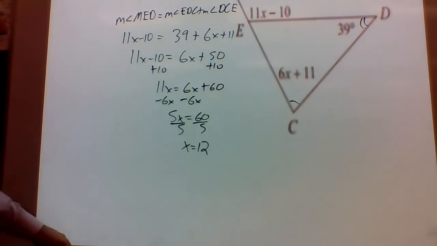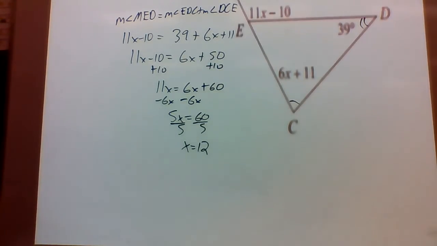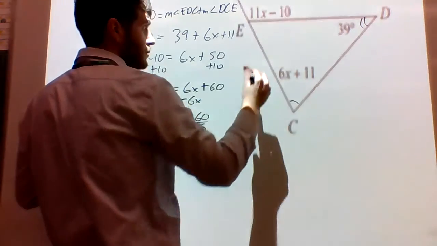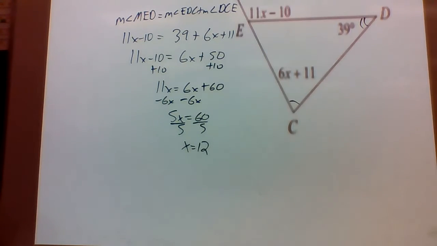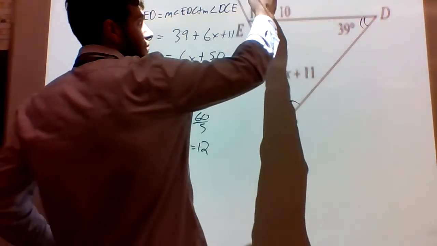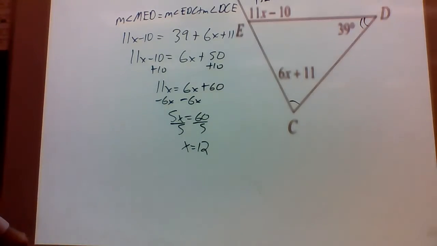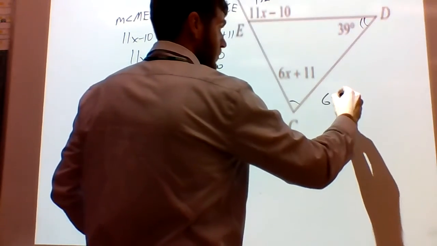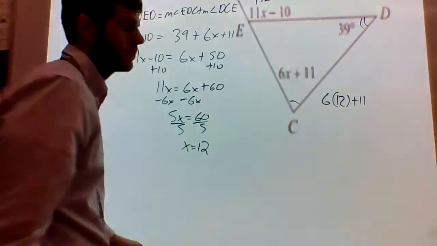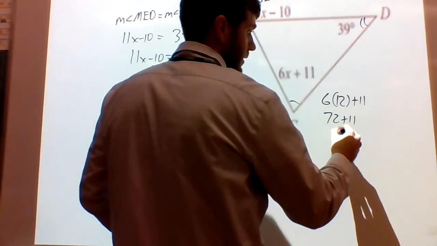I don't think this problem asks us to do anything, but if it said find x, it's 12. If it said find the exterior angle, you would have to substitute it in. 11 times 12 minus 10. 11 times 12 is 132. Minus 10 gives us 122. If they wanted this angle, again, it would be 6 times 12 plus 11. So that's 72 plus 11, which is 83.